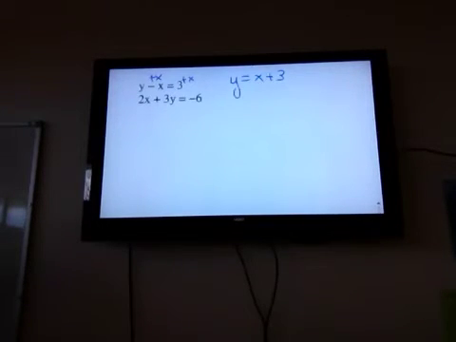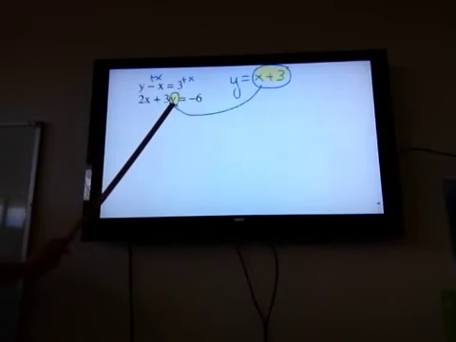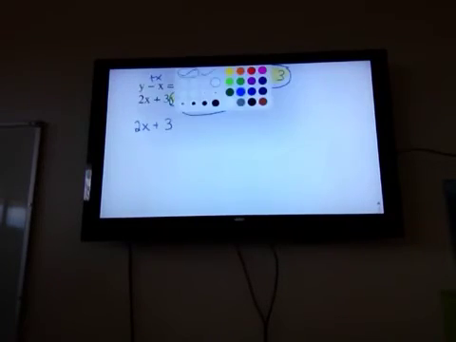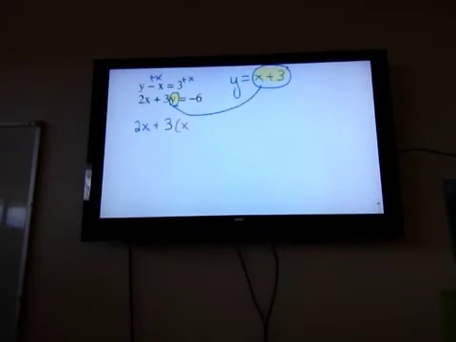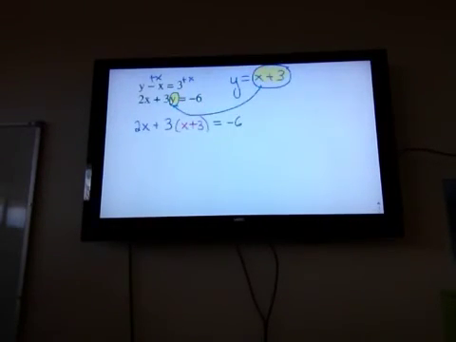But we're ready to make our substitution. Now, it says y equals. So when I make the substitution, it's going to go in for y, into the other equation. So I'm ready to sub. 2x plus 3. Y is coming out of the game. X plus 3 is going in the game. Equals negative 6.